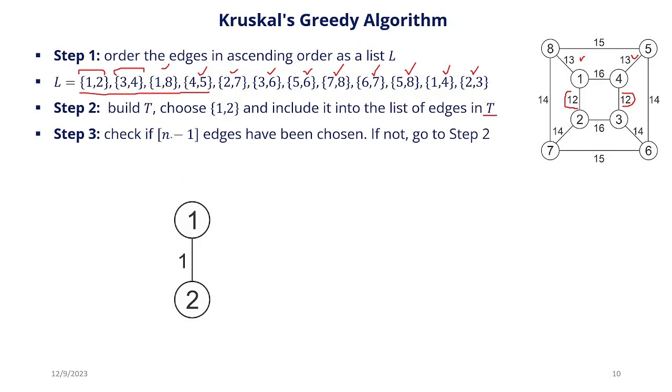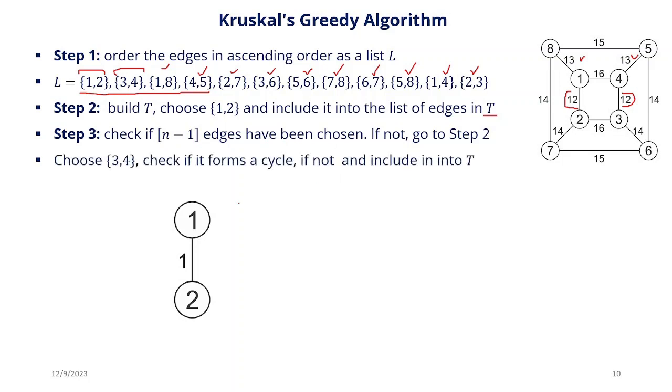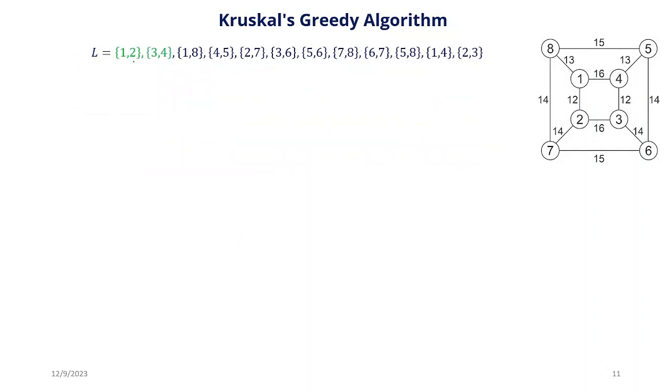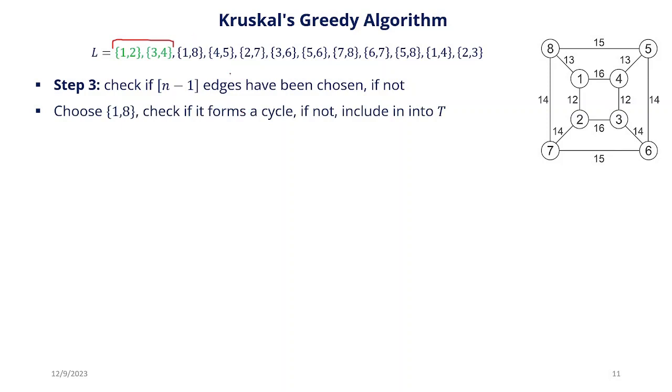So check whether n-1 edges have been chosen. Of course, we are just beginning, so we are going to continue. The next thing is we look at the next one, which is 3 and 4. If we choose 3 and 4, it doesn't form a cycle. So we have 2 edges that are standing, or 2 subgraphs that are standing parallel to each other. They don't form a cycle. So we can include 3 and 4 into T. So 1 and 2 and 3 and 4 have been selected. We will never come back to 1 and 2, 3 and 4. So we check whether n-1 edges have been chosen. No. So we look at 1, 8.